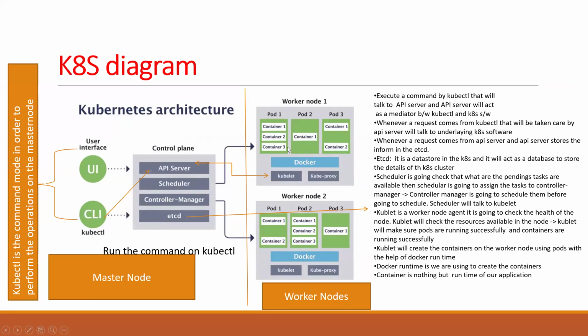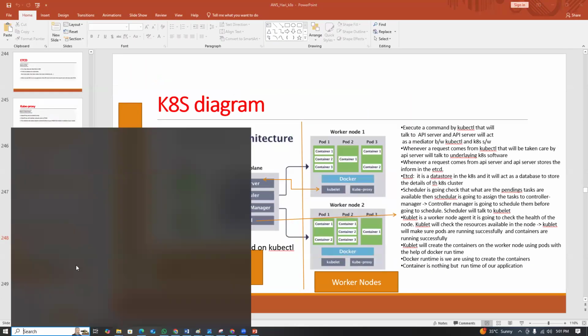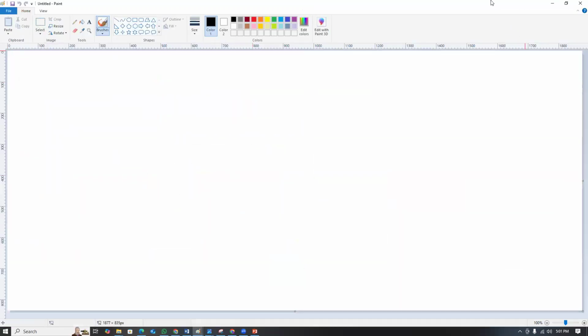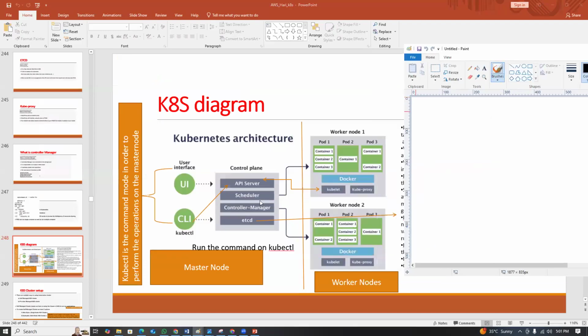So how many instances? A node is nothing but an instance. What is that, guys? A node is nothing but an instance. So how many nodes do we need? Guys, how many nodes do we need? Three nodes. One master, and we need three nodes.